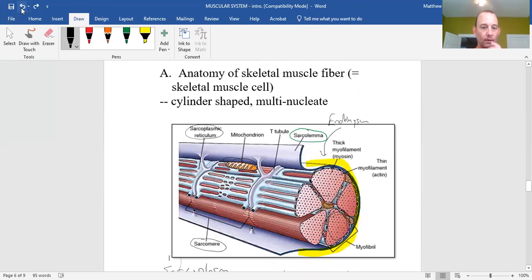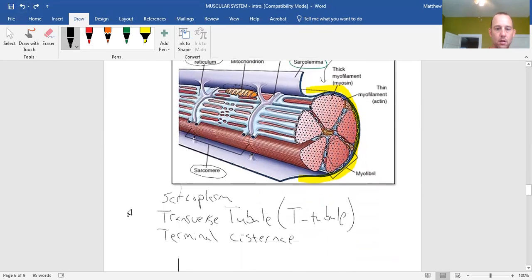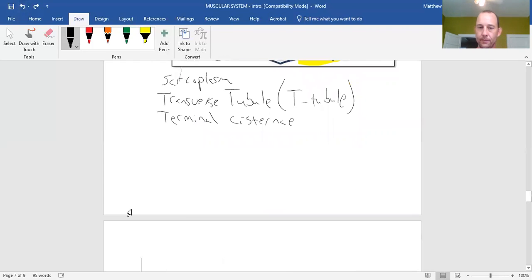It will have a terminal cisternae, and you'll have things referred to as a triad. You need to understand these structures because we work through those in order to then start being able to look at a muscle contraction.